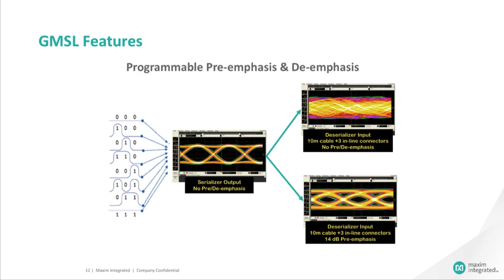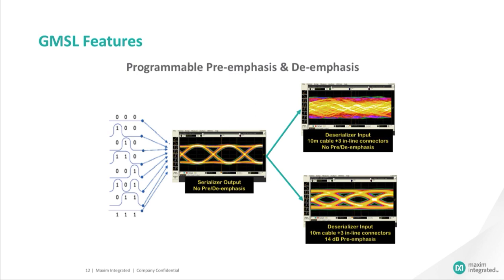Longer distances can be achieved if the highest pixel clock frequency is not used and with optimum pre- and de-emphasis settings. Emphasis levels are programmable to allow for up to 14 dB of pre-emphasis and 6 dB of de-emphasis. Many applications do not require both pre-emphasis and de-emphasis at the same time.